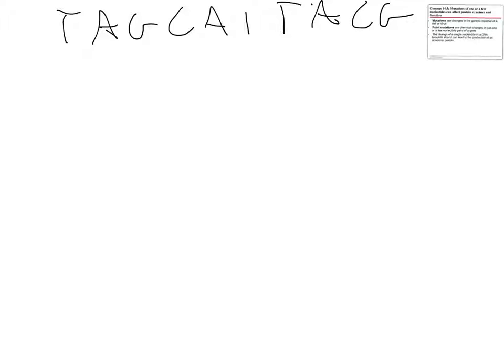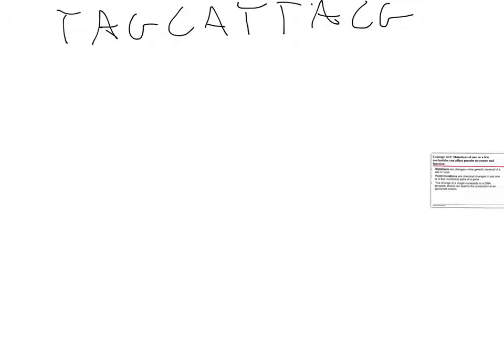Okay, so we'll say we have a DNA sequence which is TAG, CATTACG. 1, 2, 3, 4, 5. That's a T. 1, 2, 3, 4, 6, 7, 8, 9, 10. We need two more. Let's move this out of the way. We'll do C. All right, that's our DNA coding sequence.